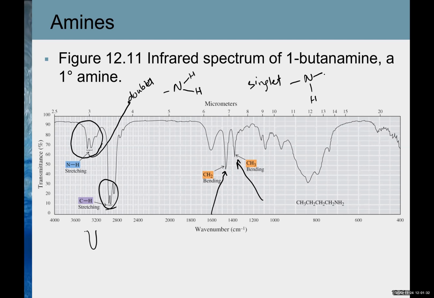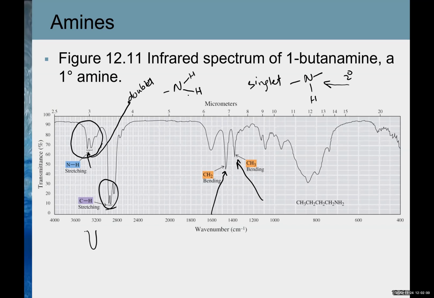So whenever we see a doublet here at around 3200 to 3300, we can say it's a primary amine. These signals are weaker than alcohol and less broad. So if it's a singlet, we'll say it's a secondary amine.